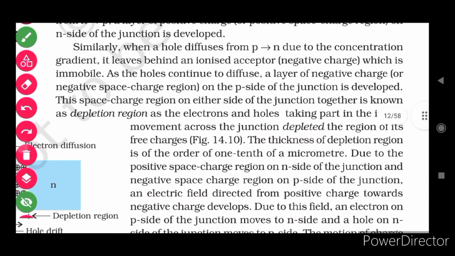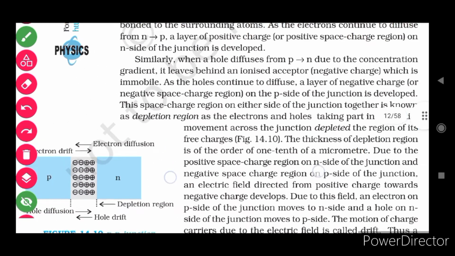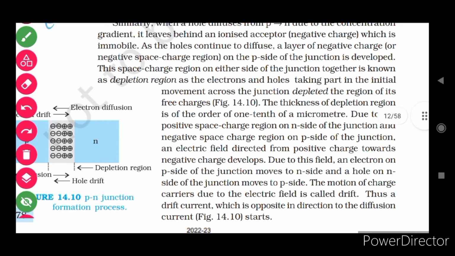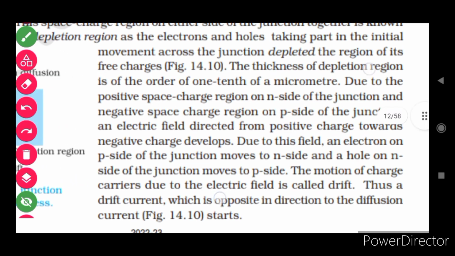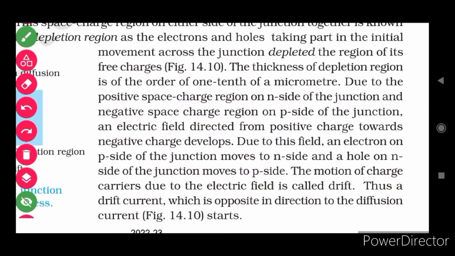The space charge region on either side of the junction together is known as the depletion region, and the electron and hole taking part in the initial movement of the group. Okay, so I've already explained this to you, and the thickness of this depletion region, let me zoom it for you, then I'll explain it. The thickness of the depletion region is of the order of 1/10 of a micrometer. This is the thickness of the depletion region.